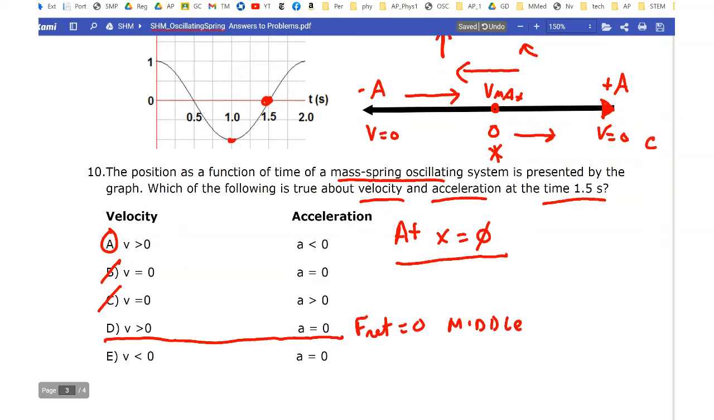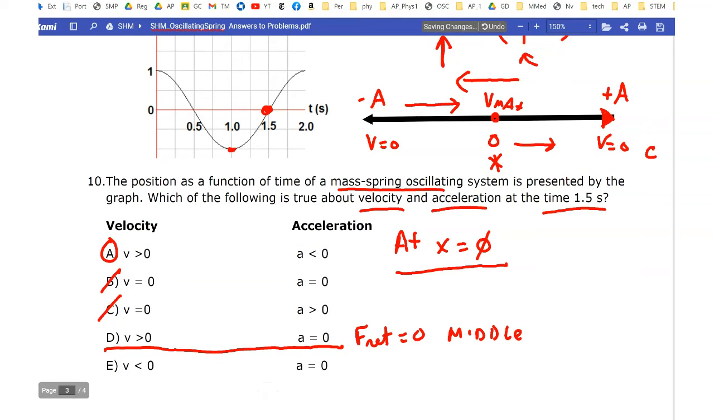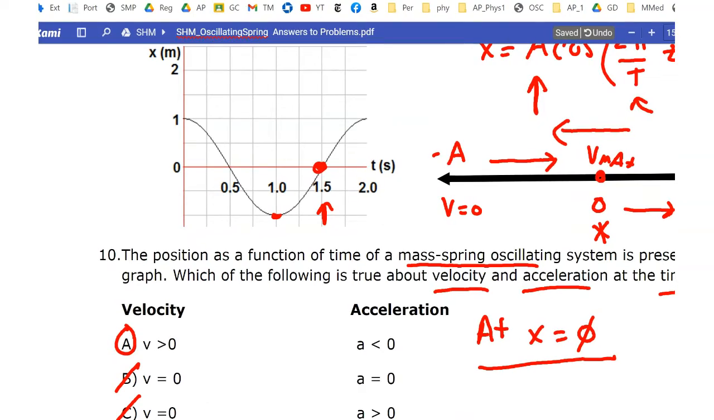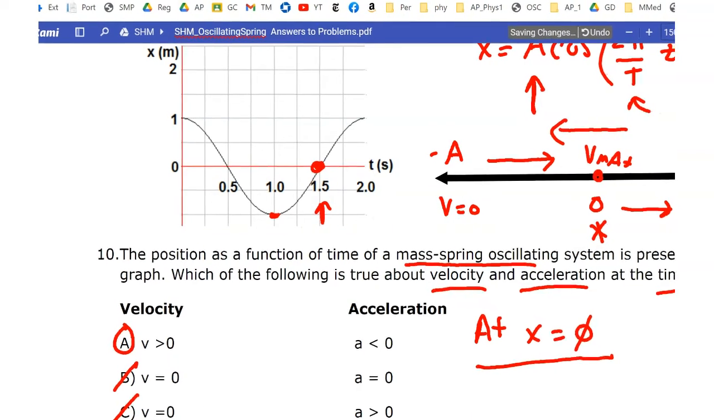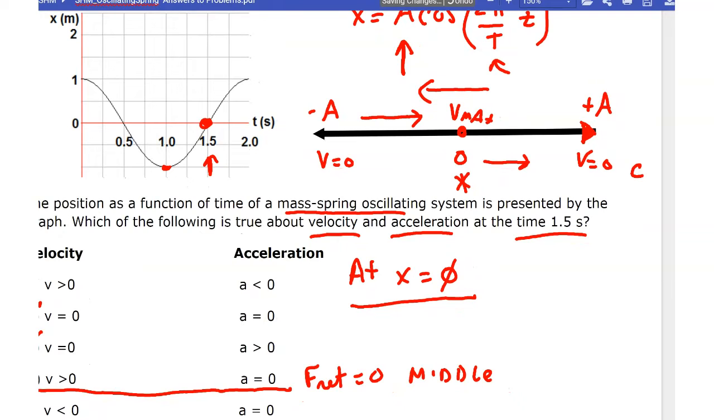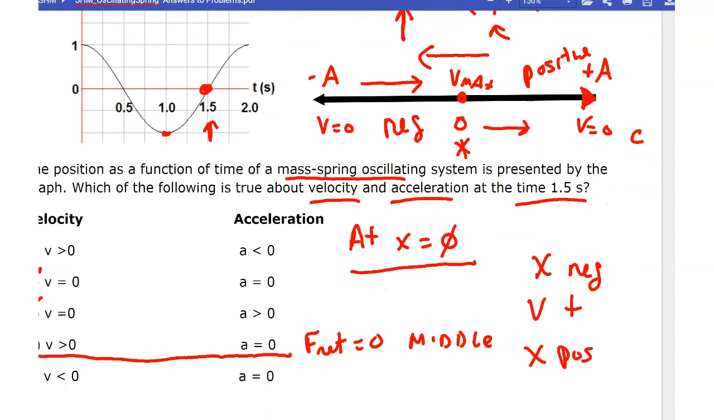So once again, why is v positive? Because before you get to 1.5, you've got a negative x. When your x is negative, you're heading to the right, and your velocity is positive. So this over here is the negative region. When your x is positive, actually, let's write this down. X is negative, your velocity is positive. When x is positive, your velocity is negative. A nice little star around that one.